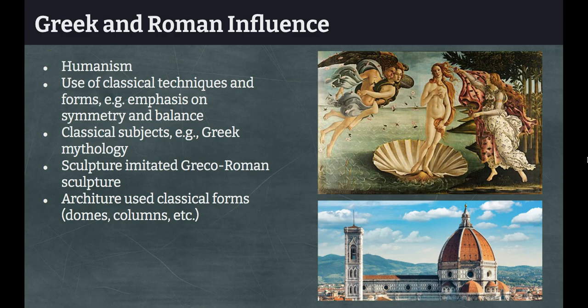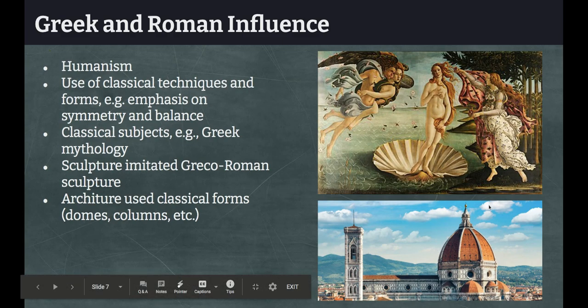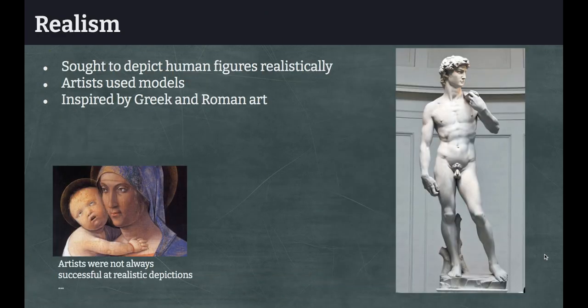Sculpture also imitated Greco-Roman sculpture. That's why I actually have a picture on a future slide of that. And then architecture used classical forms like domes and columns. So this here is a picture of the Duomo, a really famous Renaissance building in Florence.